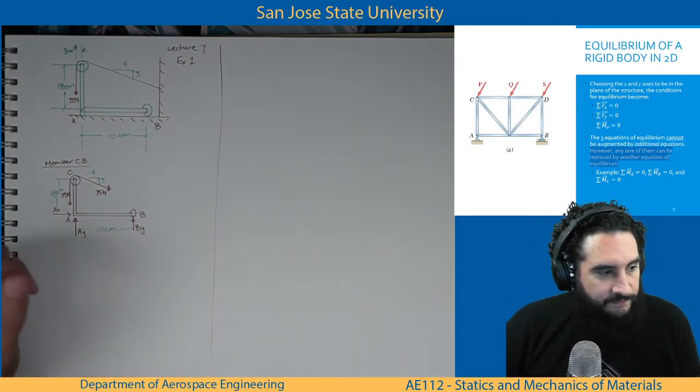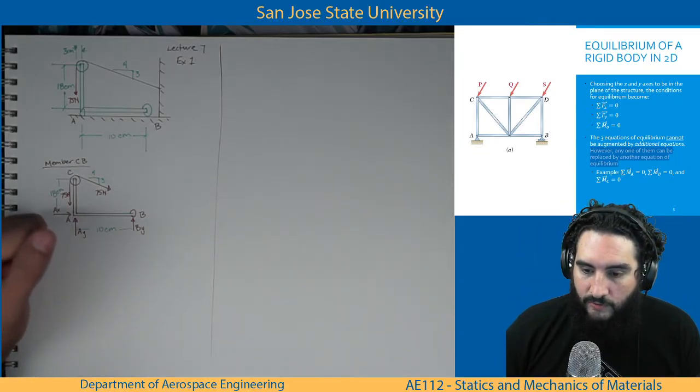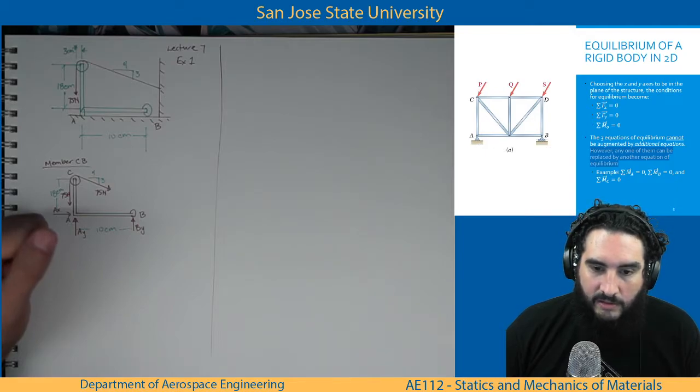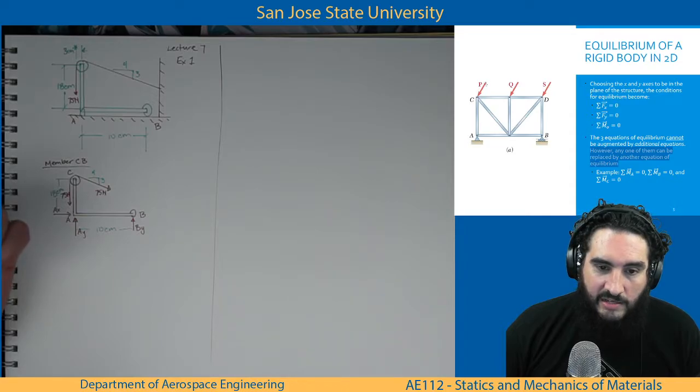Trust the process. Okay, so for example, in this problem, what I'm thinking of when I look at this problem is that if P, Q, and S are unknown, I'm going to take a moment about point C, because P does not participate in the moment calculation about point C. Nor does one of the A reactionary forces. Q, S, the reactionary force at B, and one reactionary force at A all participate.